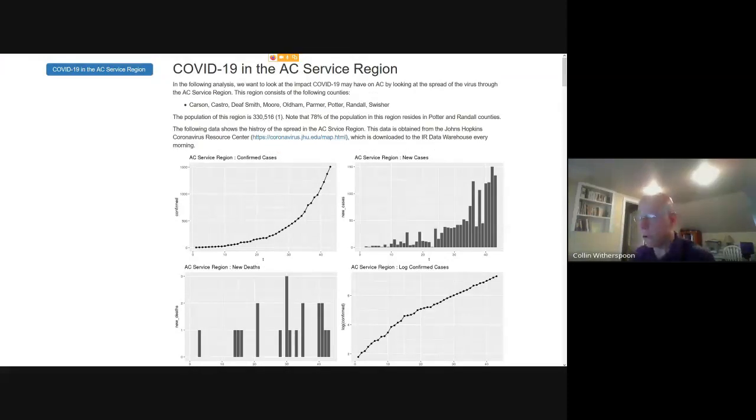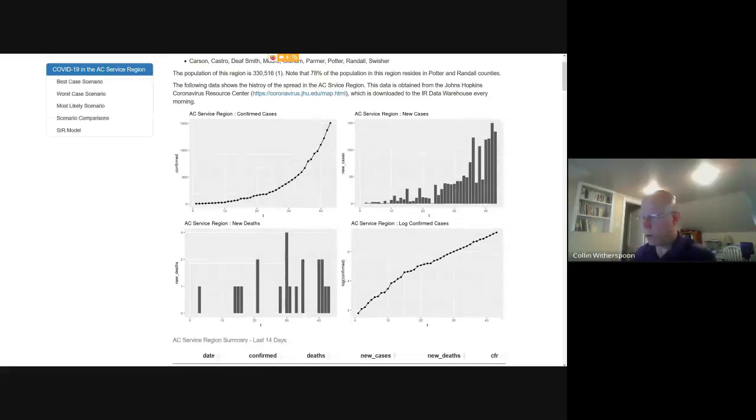So this is coming straight from the Johns Hopkins Coronavirus Resource Center, which is being used to track the spread of the virus through, well, basically the world. They have data from all over the world. So we started out, we're moving along.